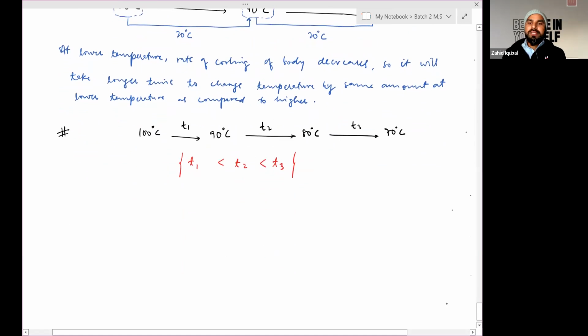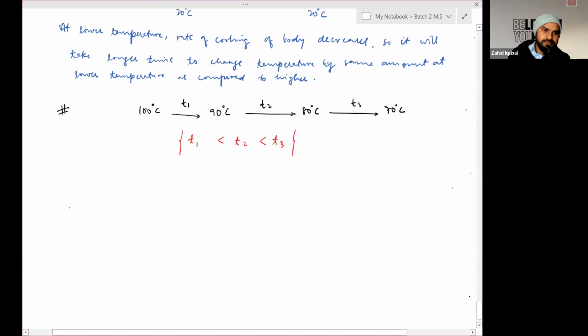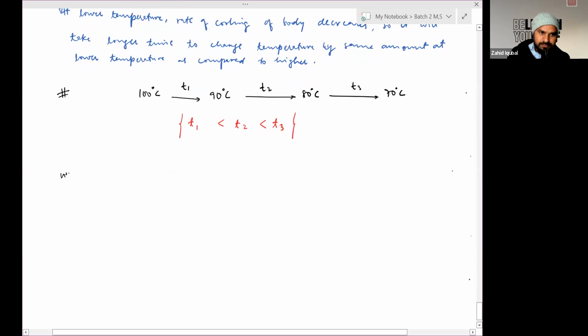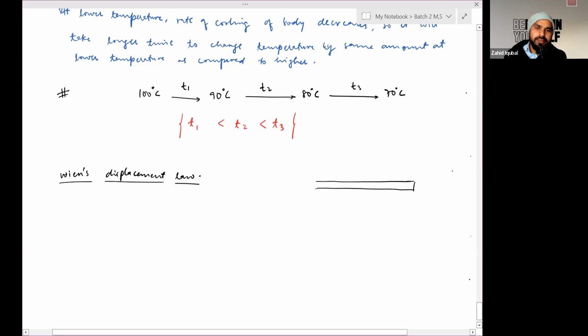Now the last topic of this chapter is Wien's displacement law. Suppose a metallic rod, let's say an iron rod, is placed on a burner, which may have a very high temperature.